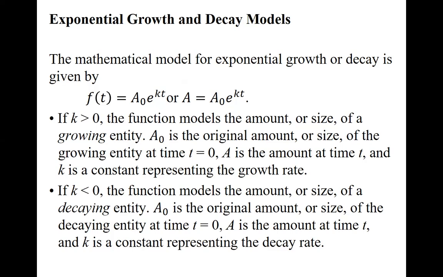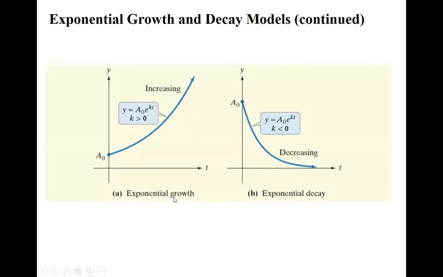So if k is positive, we have growth. If k is negative, we have decay. An exponential growth model looks like this when it's graphed. It's the positive part of an exponential function.